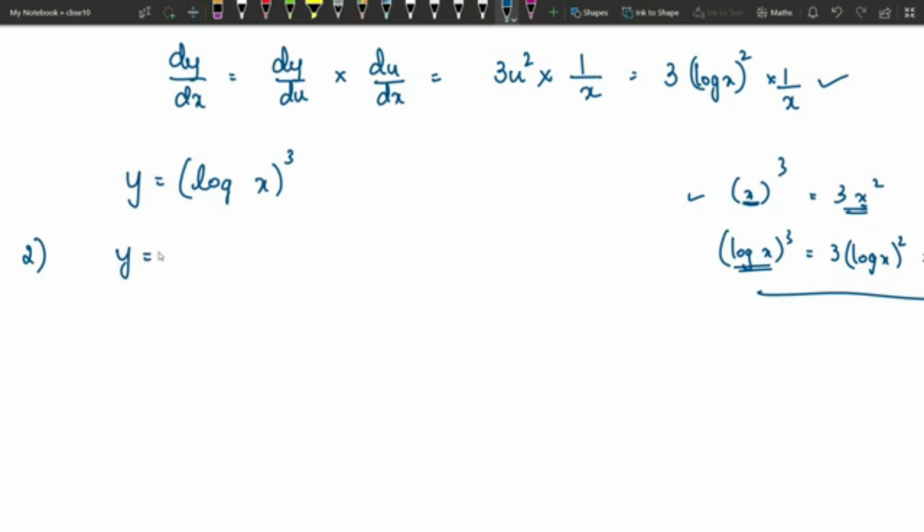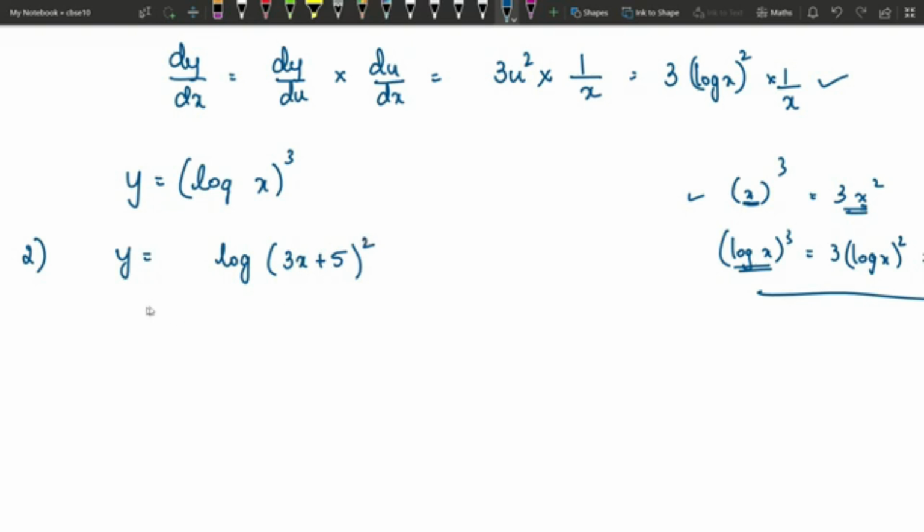What if you have log of (3x plus 5) square? Okay, now the square is not for log, square is only for this. Okay, log of (3x plus 5) square. Here what is the outermost function? Log. Next outermost function is square. Then comes 3x plus 5.